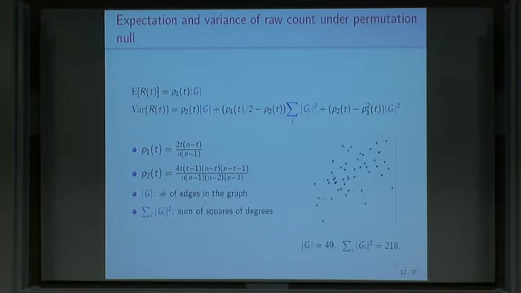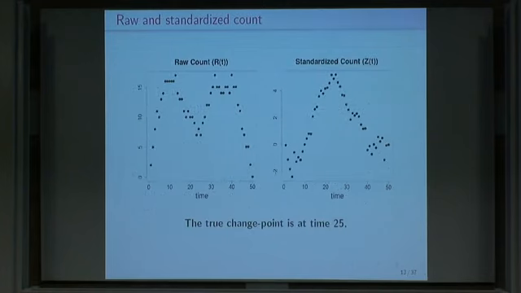So for example, in this illustration, the number of edges in the graph is 49, and the sum of squares of degrees is 218. So basically, as long as we construct a graph, we get all these statistics very quickly. And this is a standardized count. We've already seen that this is a raw count, and this is the standardized count. And we see a peak here because I just flipped the sign. So we can see clearly that at the true change point, the standardized count is fairly large.